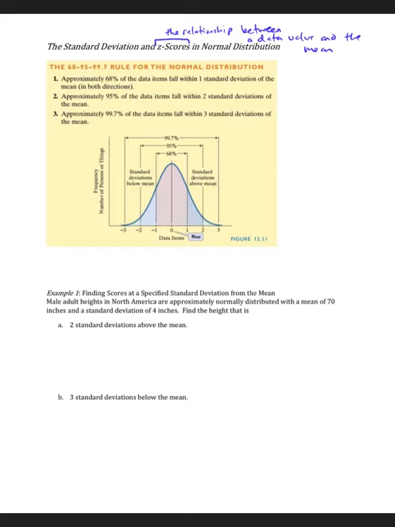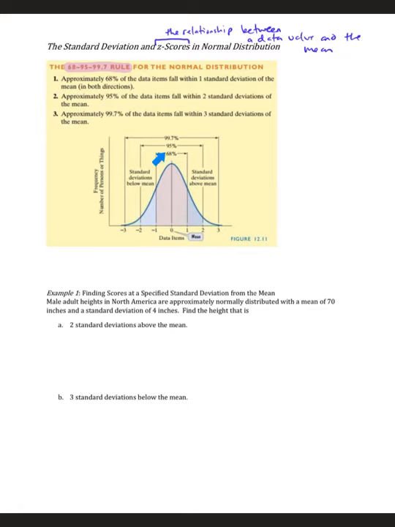When we start this off, we're going to be using a rule called the 68, 95, 99.7 rule. Looking at this normal distribution right here, the numbers at the bottom represent standard deviations. 0, as you see here, is the mean. This would be 1 standard deviation above the mean, 2, 3, and so forth. This would be 1 below the mean, 2 below the mean, 3 below the mean.